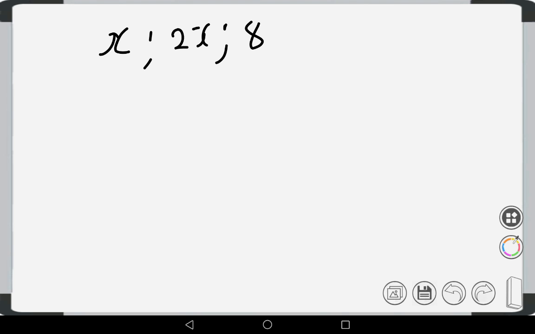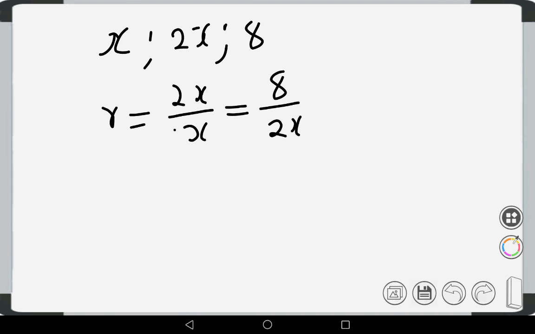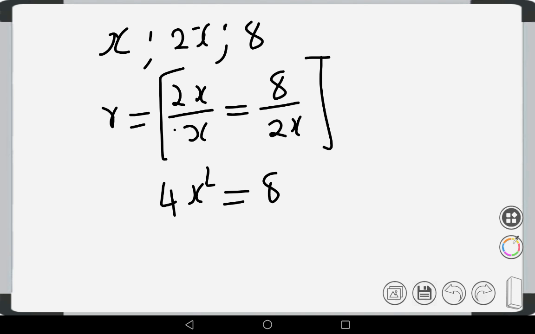So they ask you to get the general formula in other ways. If you have something like this, you know that your r is the second term divided by the first term, which means it's going to be 2x divided by x, which equals 8 divided by 2x. Now if we work out this part only, and do a cross multiplication, you're going to have 4x^2 equals 8x.